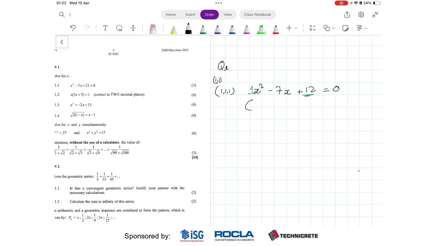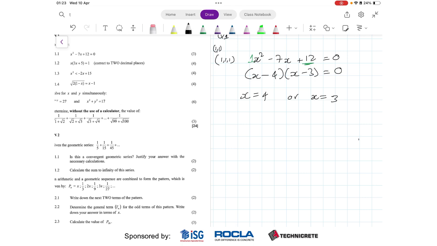Those will be our factors, thus we will put them into our brackets. x minus 4, x minus 3 equals 0. We finally have that x is equal to 4 or x is equal to 3.